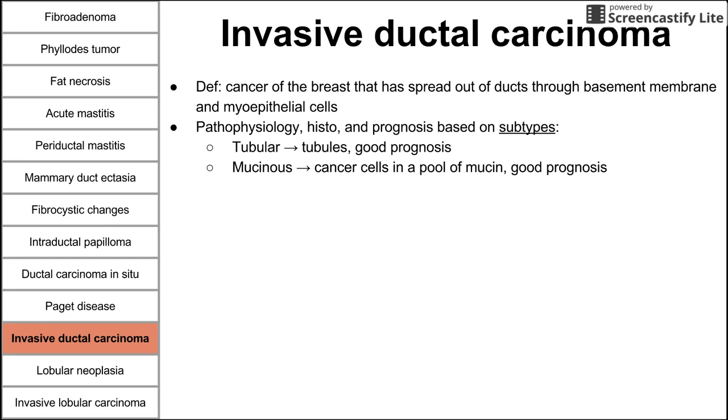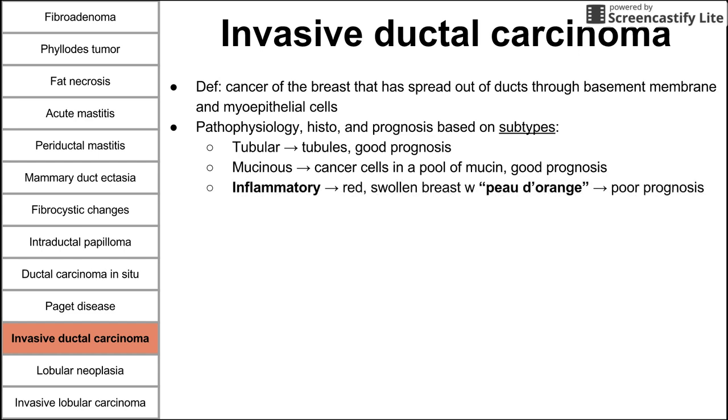You see tubules on histology. There's a mucinous subtype in which you see cancer cells in a pool of mucin, a big glob of mucin, which also has a good prognosis. There's an inflammatory subtype that has a worse prognosis.